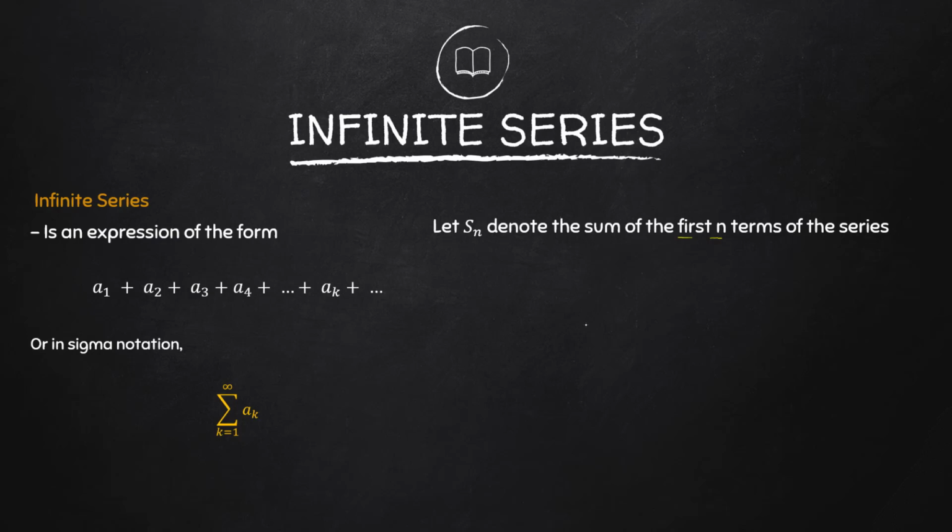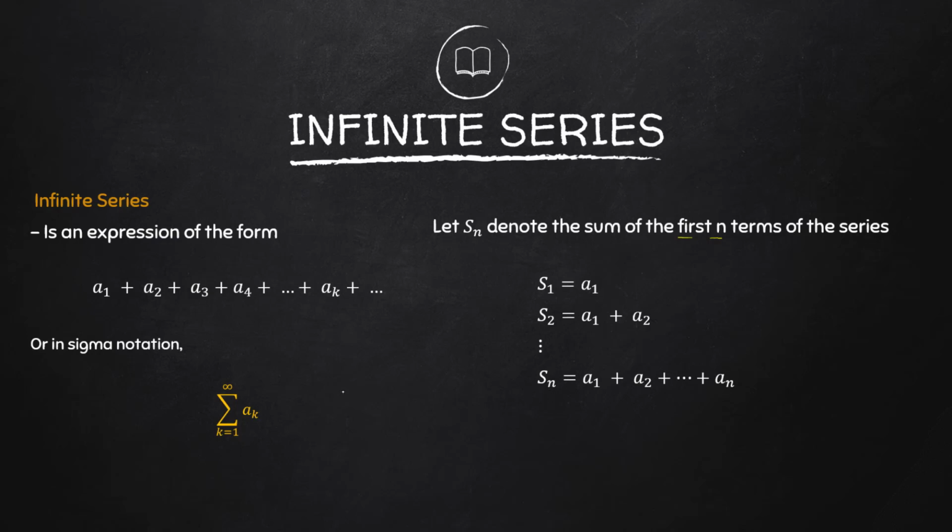So what we do is take the sum of the first n terms. We specify kung hanggang saan lang yung limit nung kukunin natin na sum. So S sub 1 is equal to a sub 1, because we are only taking the sum up to the first term. Pag sinabing S sub 2, we are taking the sum of the infinite series up to the second term, and so on and so forth.